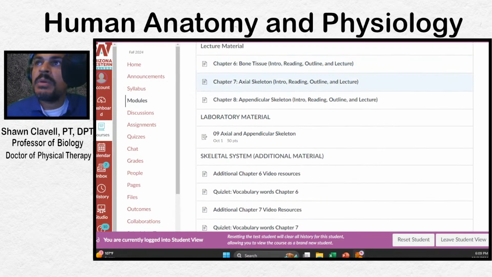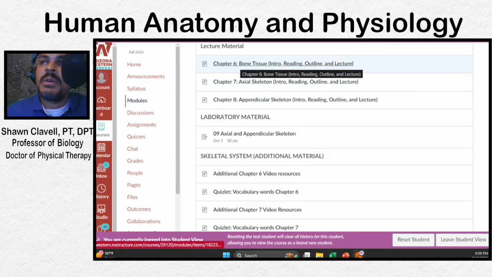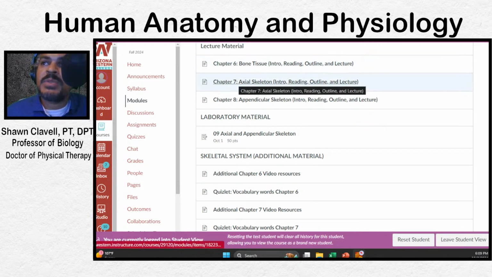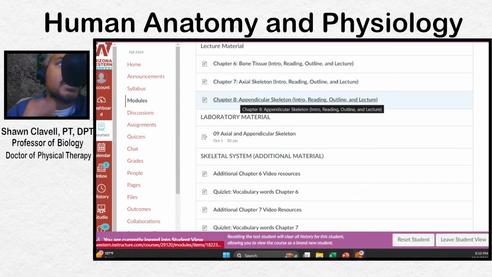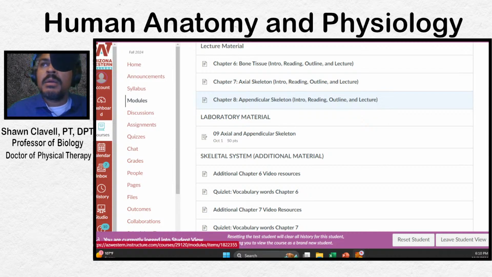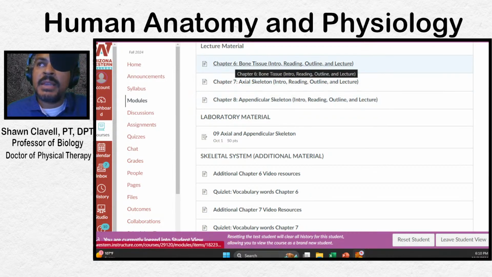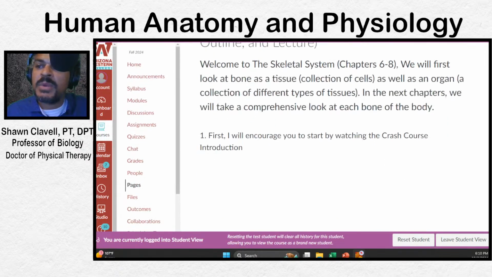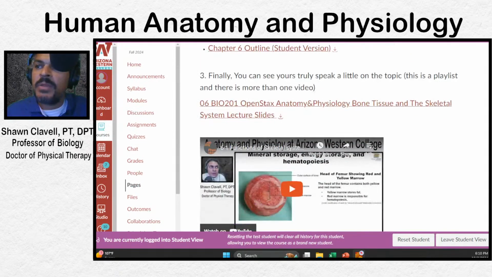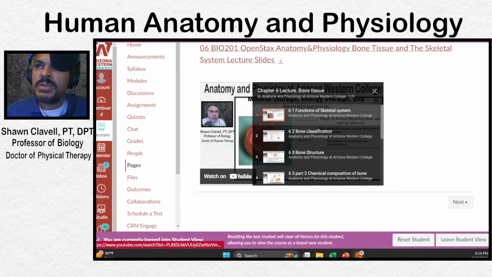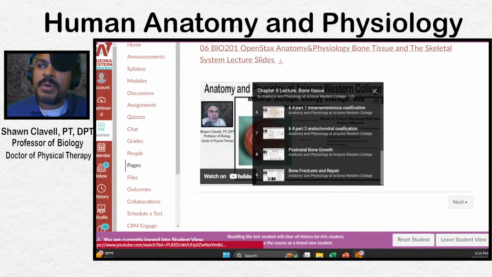It'll be that week. And so we've got chapter 6, chapter 7, and chapter 8. These are the components that are going to comprise the next exam. So chapter 6 was a little bit of this week, a little bit of last week. We talked about all the bones. We've got some beautiful lectures here. There's 9 parts to it, and hopefully you've been able to go through them.